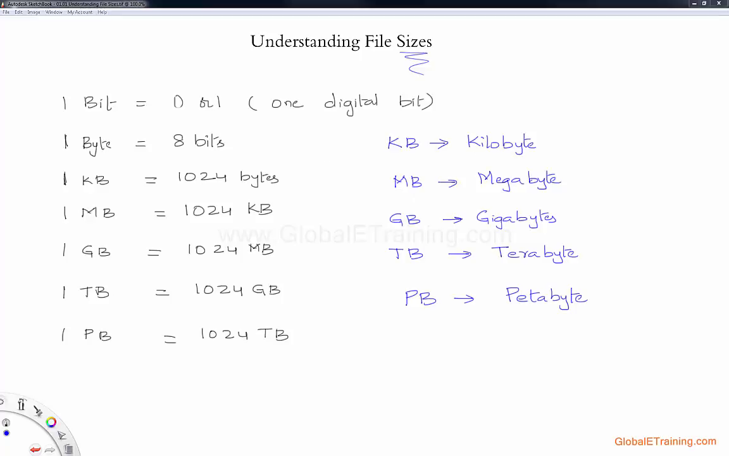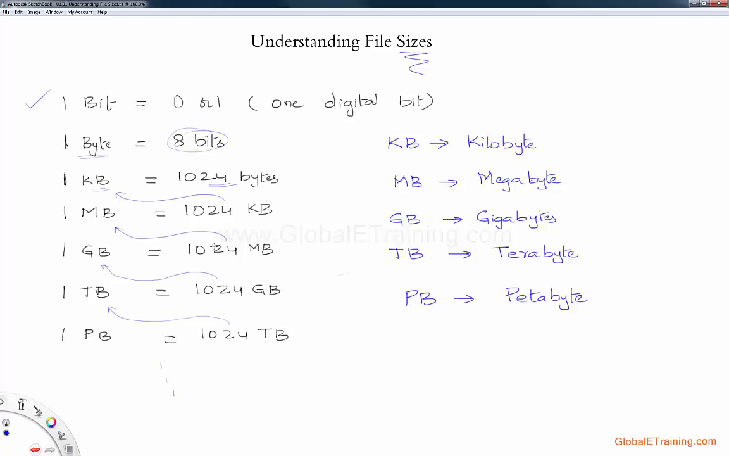Okay, here you go. Here it's conversion. This slide shows you how you can use these numbers to convert one particular unit into another. Starting with a bit, it is either 0 or 1. It's a digital bit. You put 8 bits together, it's a byte. And then 1024 bytes put together make a KB, kilobyte. And then 1 MB is 1024 KB. And 1 GB is 1024 MB, 1 TB is 1024 GB, and 1 PB is 1024 TB, and so on.